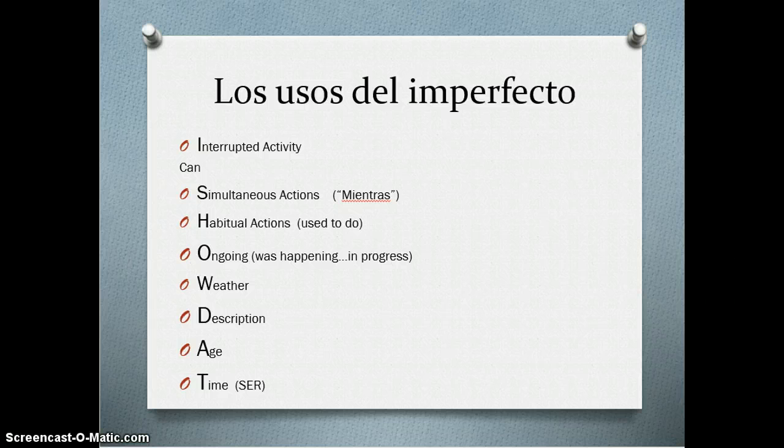This could be simultaneous actions using the word mientras, so something was happening while I was doing something else. Habitual actions, anything that you used to do or had a habit of doing, will use the imperfect. Ongoing, anything that was in progress, I will use imperfect to describe in the past. Weather, description, age, and time are my last four categories, and all of these are always going to be used in the imperfect tense when I'm talking about them in the past.